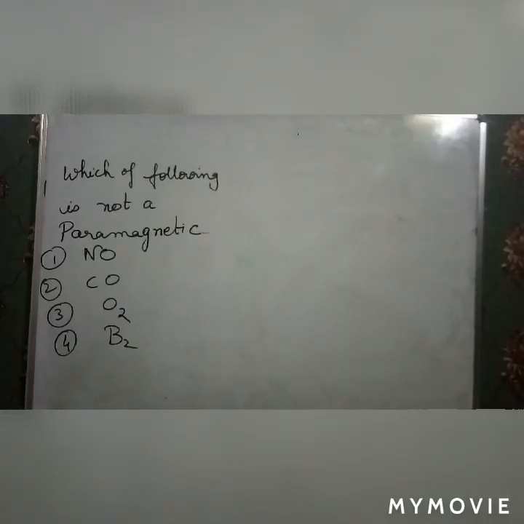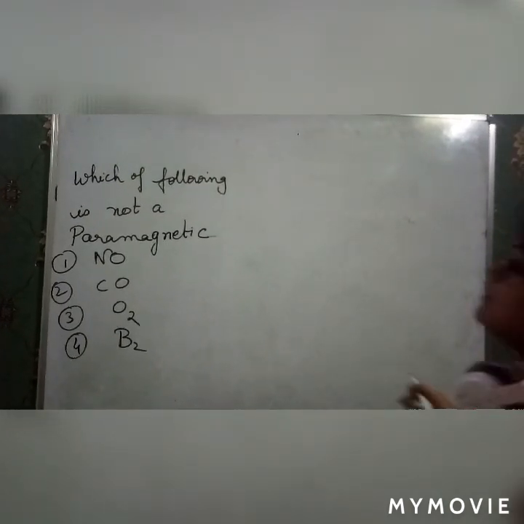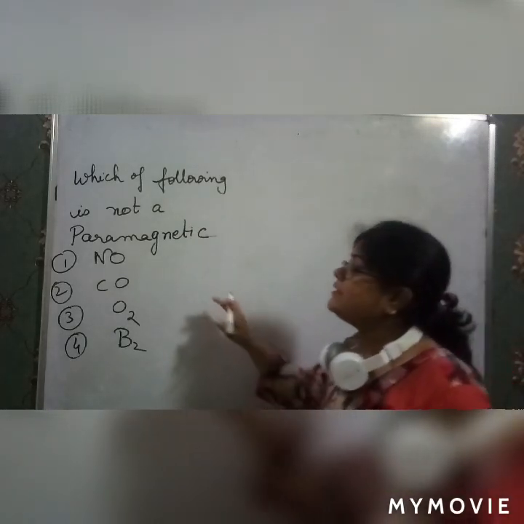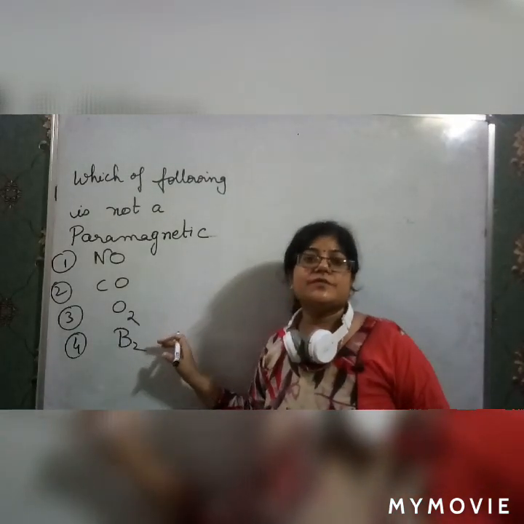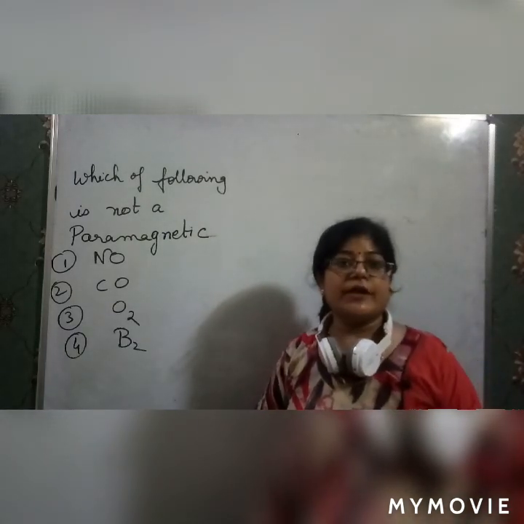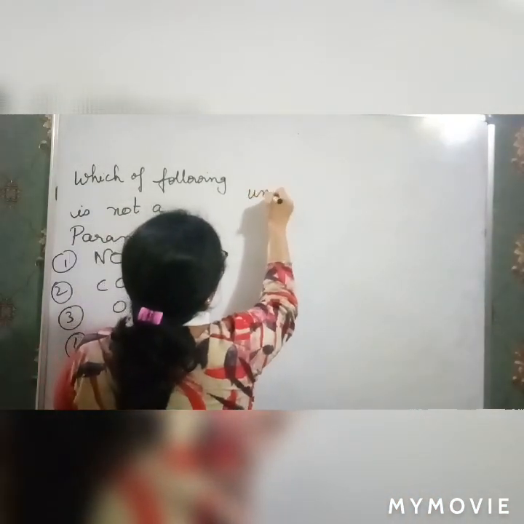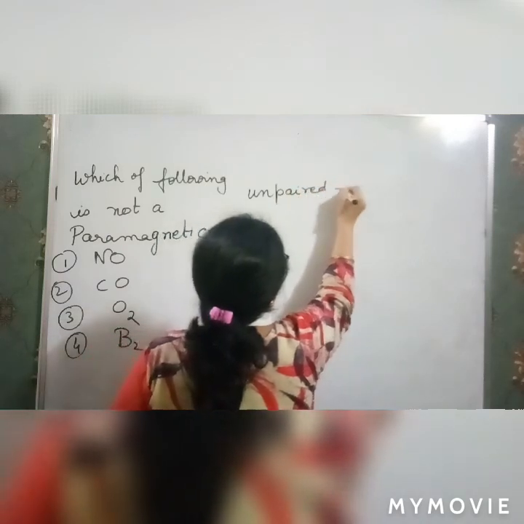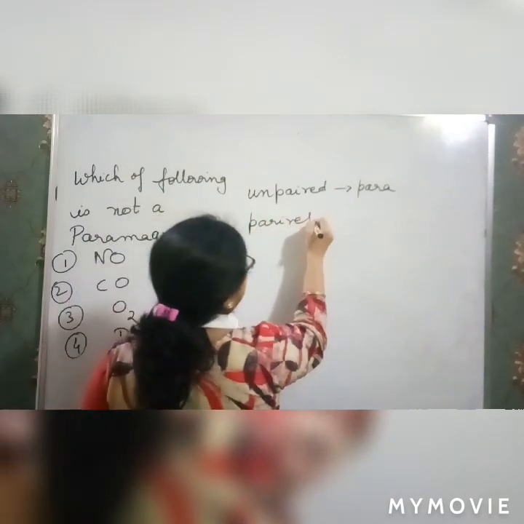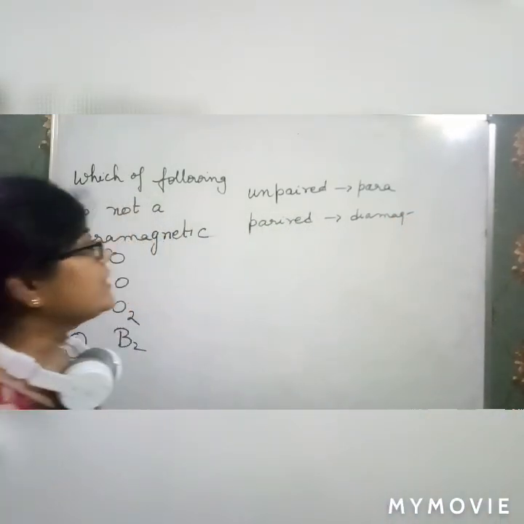Now there's another question I have taken here, that we have to tell which of the following is not paramagnetic. This is also a question which comes in the JEE examination. In order to find whether the given species is paramagnetic or diamagnetic, we use the molecular orbital theory, and in that theory, if there are unpaired electrons, it is paramagnetic, and if there are paired electrons, it is diamagnetic. Okay, just remember these two things.